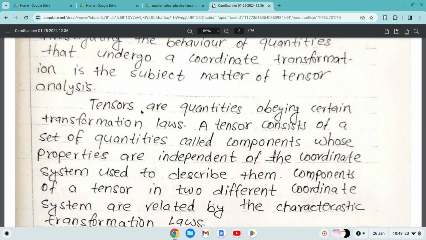Here you can see tensors are quantities obeying certain transformation laws. The certain transformation laws we have are followed by these quantities, which are called tensors. A tensor consists of a set of quantities called components. You can see many components. Later we will see what they are exactly. Their properties are independent of the coordinate system in which they are. No matter where you observe in any coordinate, they do not depend on that. Your only aim is to know the components' nature, the components' behavior, that means the quantities' behavior. At that time you must use this.